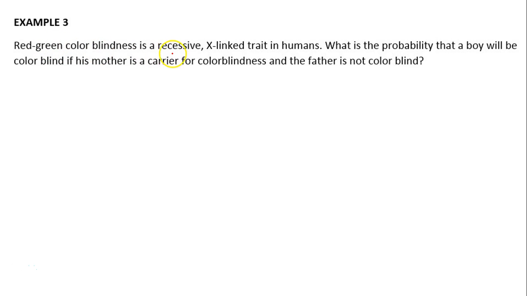Red-green color blindness is a recessive X-linked trait in humans. What is the probability that a boy will be colorblind if his mother is a carrier for color blindness and his father is not colorblind?